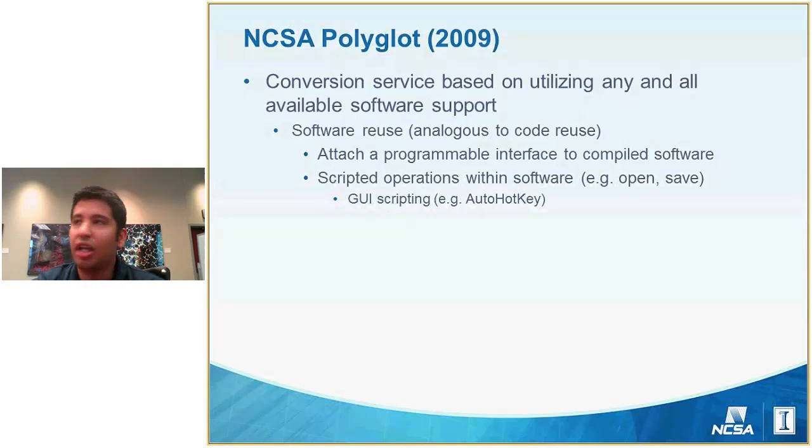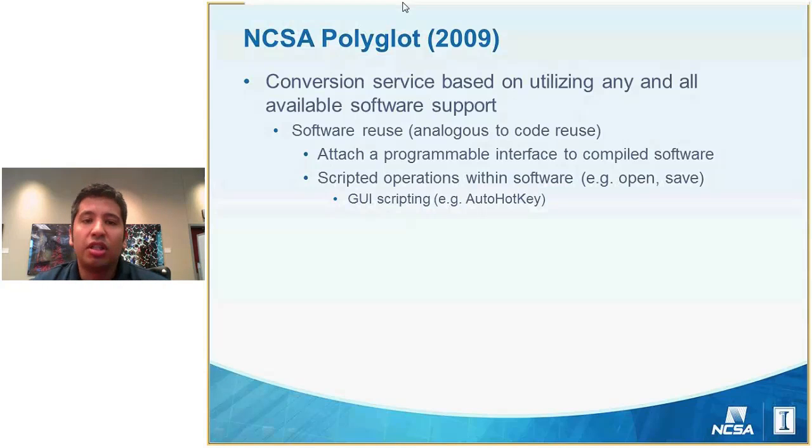And so the idea is to attach an API to software. So that's kind of what Polyglot is about: basically attaching a programmable interface back on top of compiled code so that I can, again, program against it and call its open and save operations to chain together a bunch of software to make a massive conversion engine that's universal, in quotes. Universal in the sense that it's potentially extensible. You can just keep adding stuff to it.